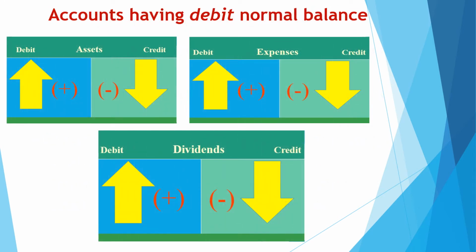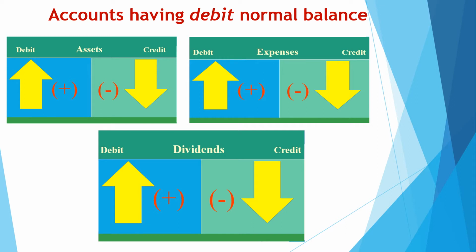I'd like to note that accounts normal balance is a very important part, so I urge you to study it very well. We start with accounts having debit normal balance. The accounts that have a debit normal balance, so they are increasing in debit and decreasing in credit, are all assets, all expenses, and all dividends.